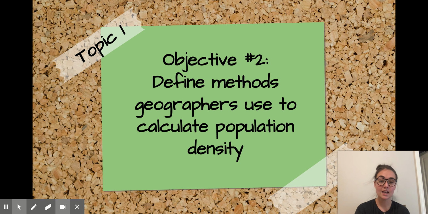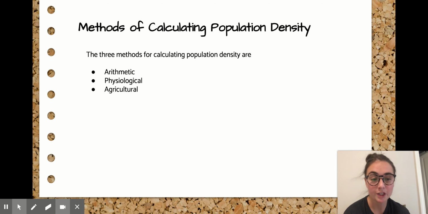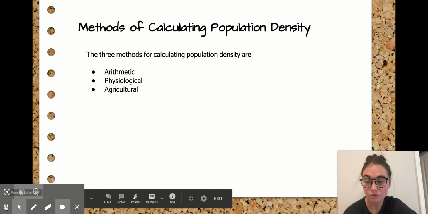Population density is the amount of people in a certain area, and that's usually a square mile. But it's important to understand how the land is being used and if all the land can be used. So, there are 3 methods of calculating population density, and we're going to go into each of those in a little bit more detail. But there's arithmetic, physiological, and agricultural.